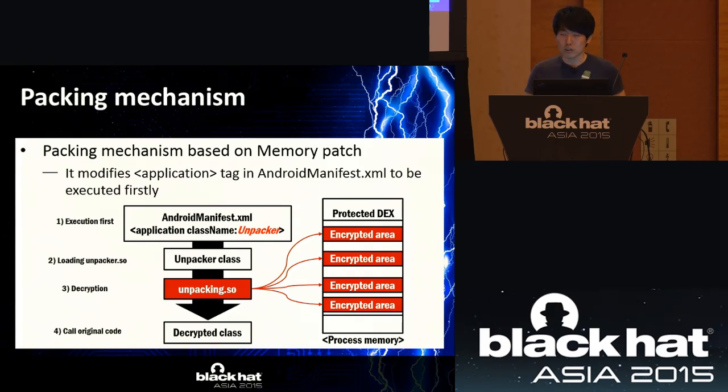Dex file dynamically. As you can see on this slide, the Android packer first modifies the application tag in the Android manifest file. By doing so, the unpacking SO file can be easily loaded into memory. By unpacking SO, encrypted areas of classes Dex on memory can be decrypted and executed. And because this method doesn't use a secondary Dex file, it doesn't cause a class load problem that is usually caused by the process system server.